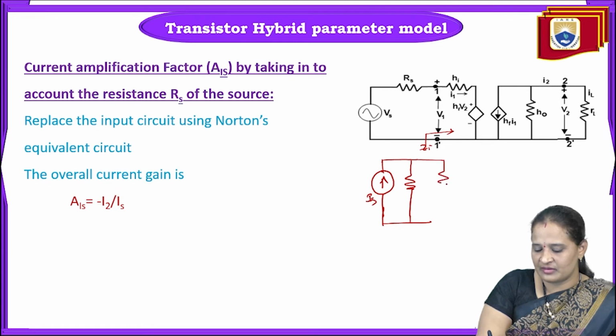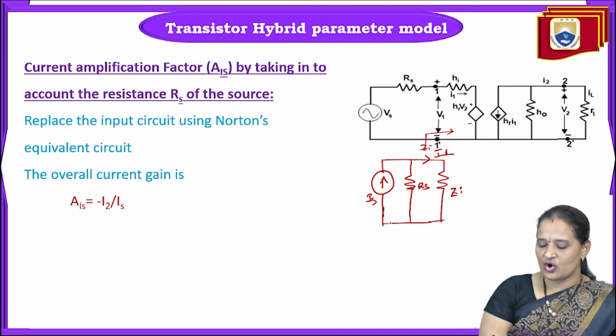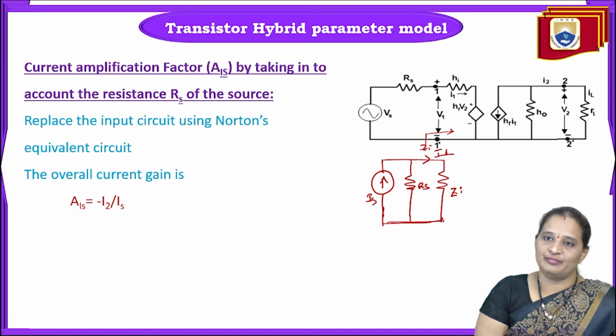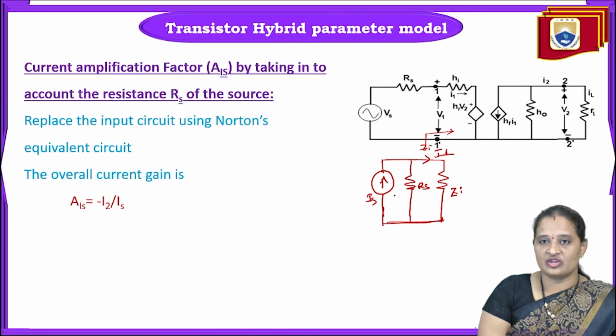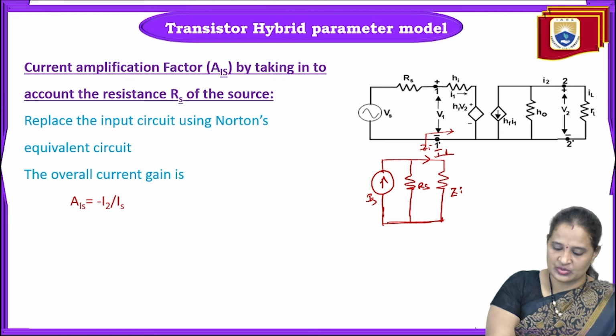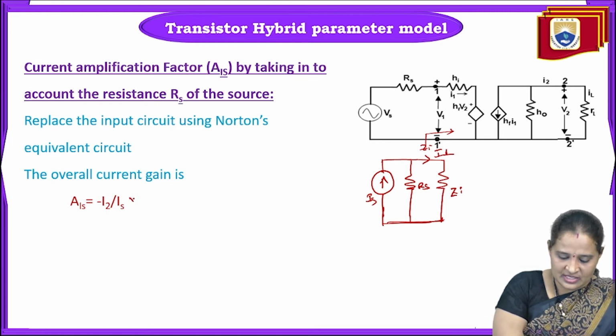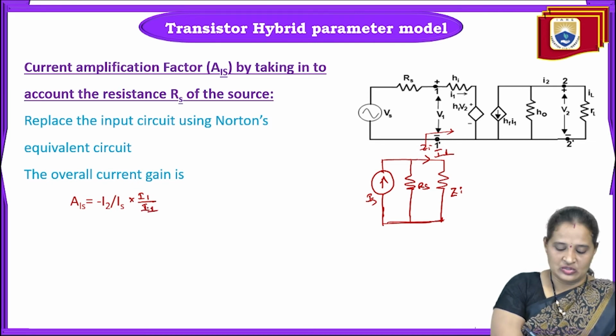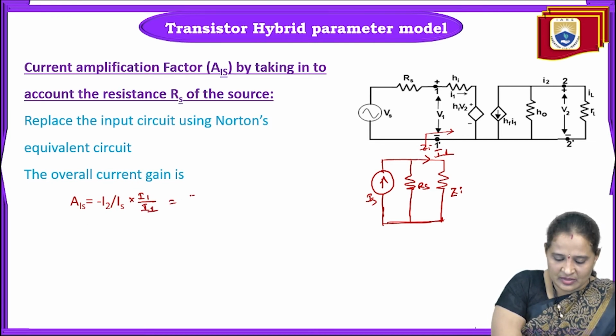So we have Zi here, and here the current flowing is I1. This is Rs. So this is the Norton's equivalent circuit for the input circuit. Always remember, Norton's equivalent circuit consists of a resistance in parallel with a current source. Now, I am multiplying and dividing this by I1, and rearranging the terms: minus I2 by I1 into I1 by Is.